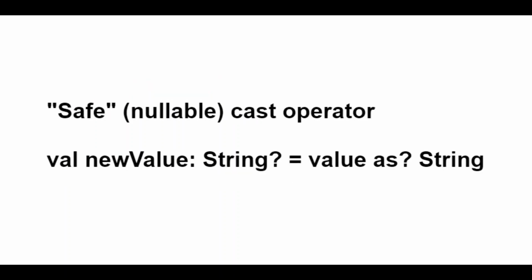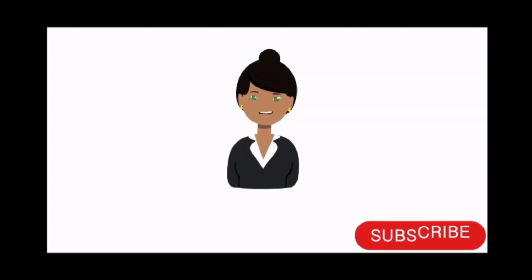The next one is the safe cast operator. It's also called the nullable cast operator. To avoid exceptions, use the safe cast operator as?, which returns null on failure. Despite the fact that the right hand side of as? is a non-null type String, the result of the cast is nullable.